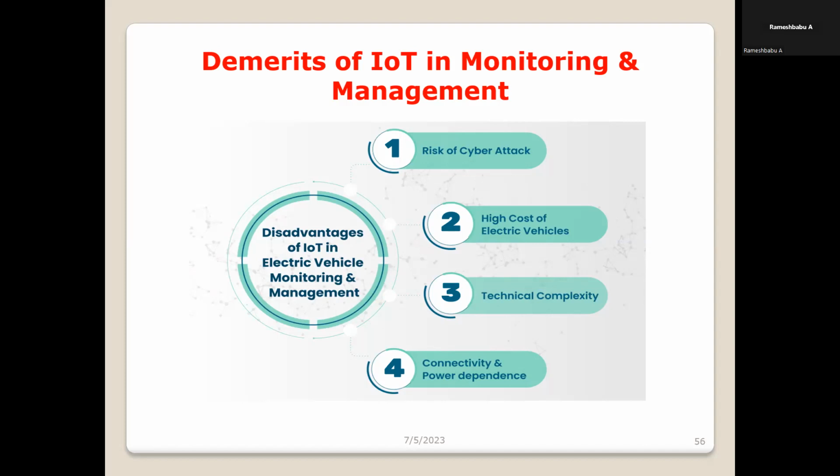And connectivity and power dependence. Here EVs have a dependency on the internet and continuous power to function and provide real-time data properly. When either goes down, the device and anything connected will also go down, so it will affect the overall performance of the vehicle. So connectivity is a main important thing. So these four parameters we can take up for research.